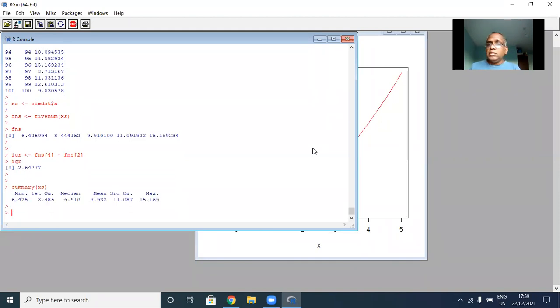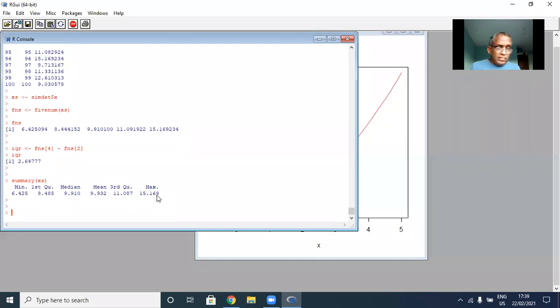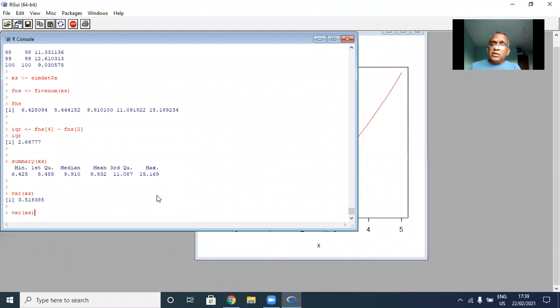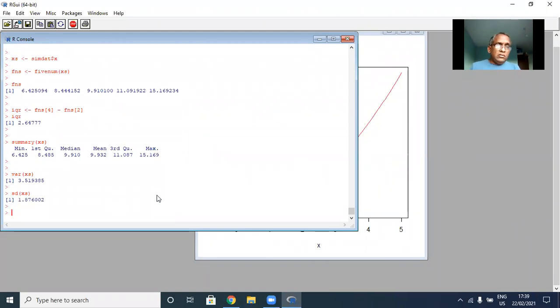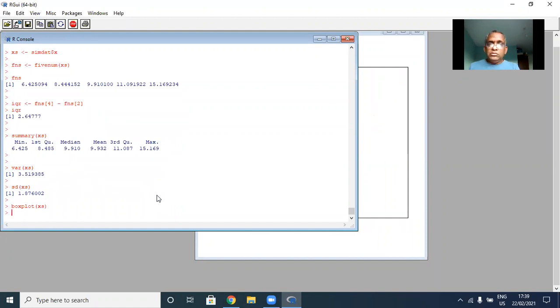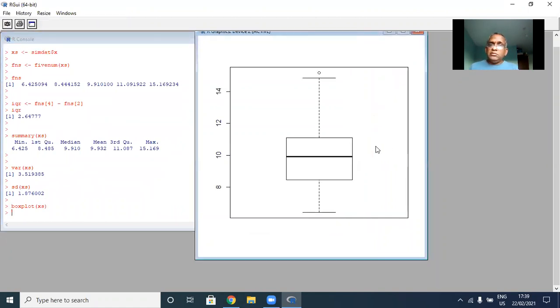You can also use the summary command to summarize the data, and this is what you will get: the minimum, the first quartile, the median, the mean, the third quartile, and the maximum. You can use the var command to compute the variance, the sd command to compute the standard deviation, and the boxplot command to look at the distribution of the data.